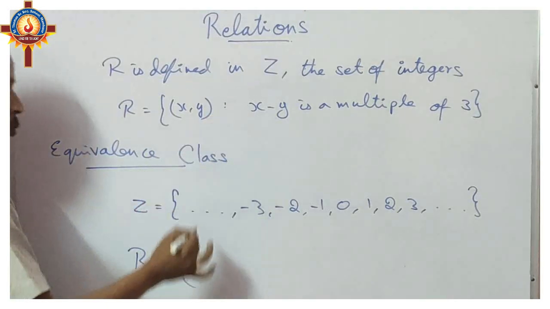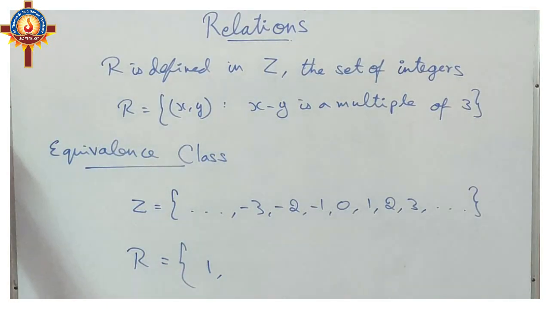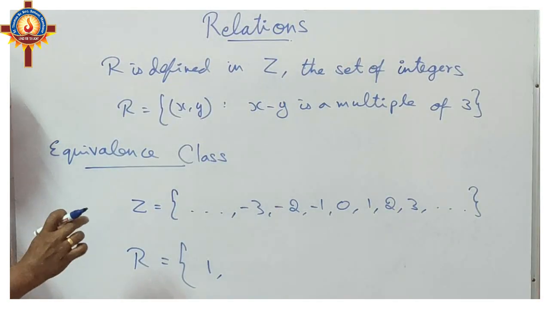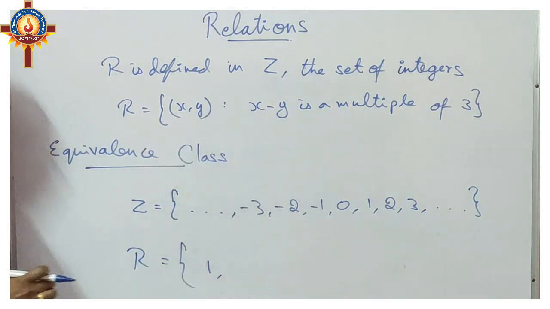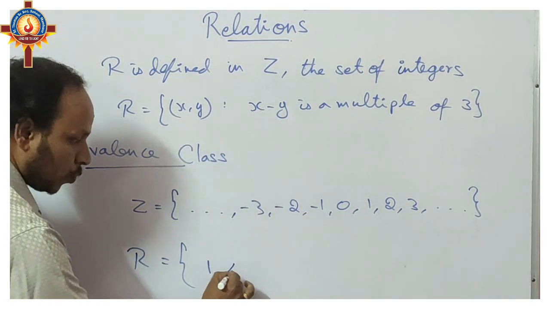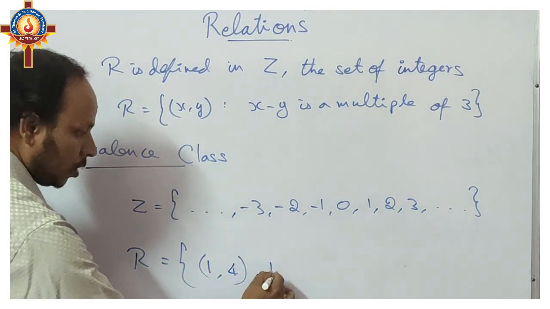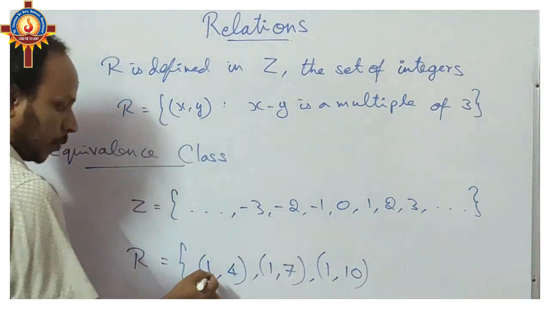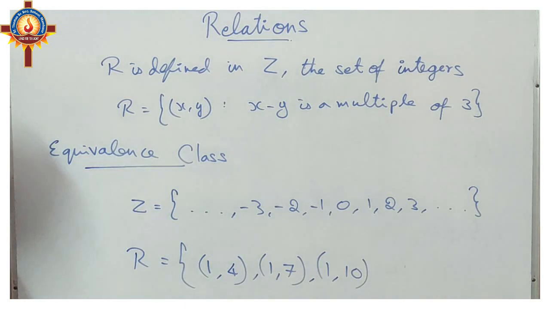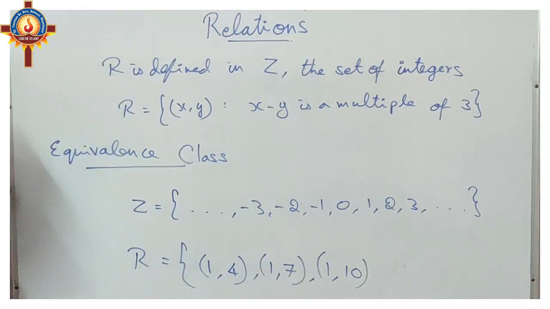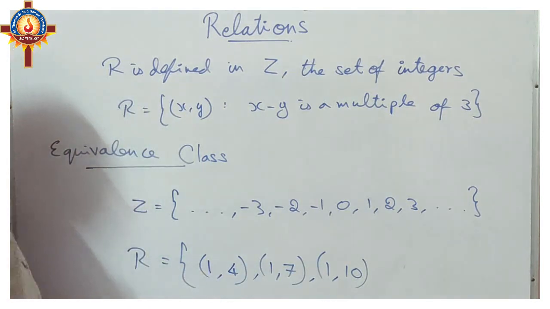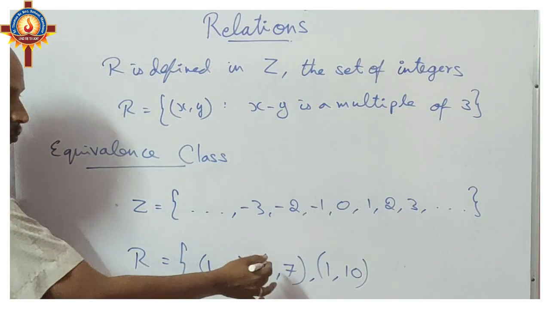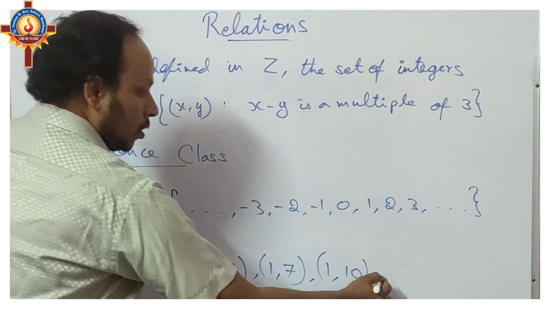Suppose x is 1, then what can y be? x minus y should be a multiple of 3. So y can be 4, or it can be 7, or it can be 10. Because 1 minus 4 is minus 3, a multiple of 3. 1 minus 7 is minus 6, a multiple of 3. 1 minus 10 is minus 9, a multiple of 3. So if one of the elements is 1, then the other elements have to be 4, 7, 10 and so on.